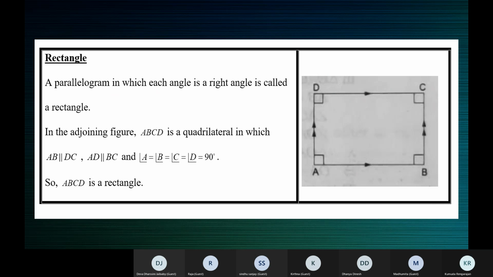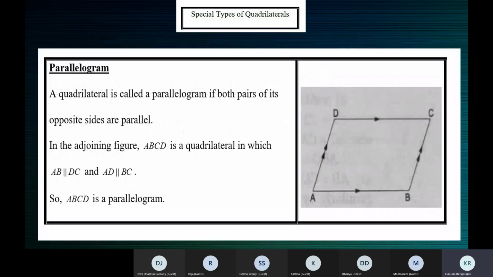Rectangle. Since it's a very familiar figure, we will not take a long time. A rectangle is a parallelogram in which each angle is a right angle. In a parallelogram, if one angle is 90 degrees, then it's a rectangle. Suppose angle A is 90 degrees. What will be the measure of C?